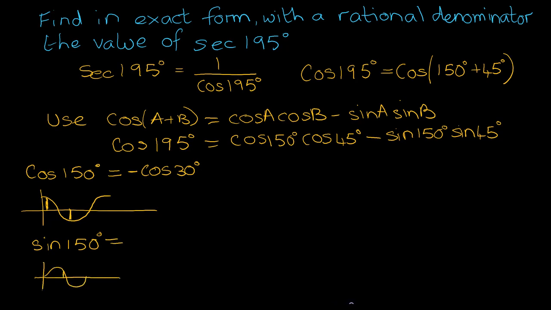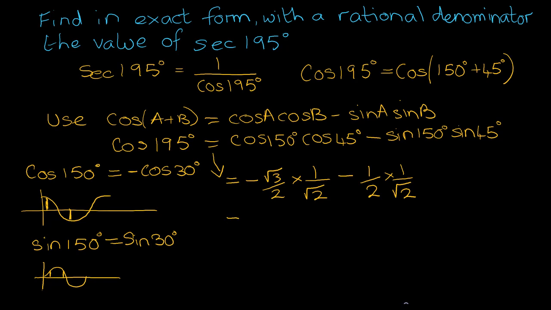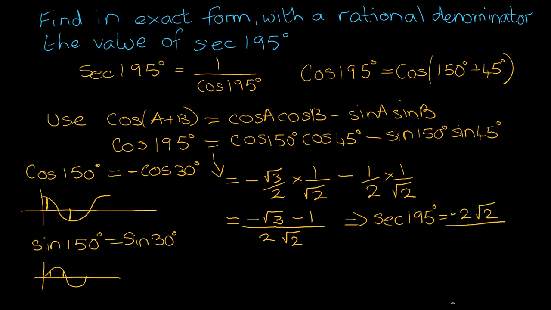sine of 30. So putting those in, we get minus root 3 over 2 times 1 over root 2 minus 1 over 2 times 1 over root 2, which simplifies to minus (root 3 plus 1) all over 2 root 2. We actually want sec, so we want 1 over that, which is minus 2 root 2 all over root 3 plus 1. See how I've tidied up the negatives there.